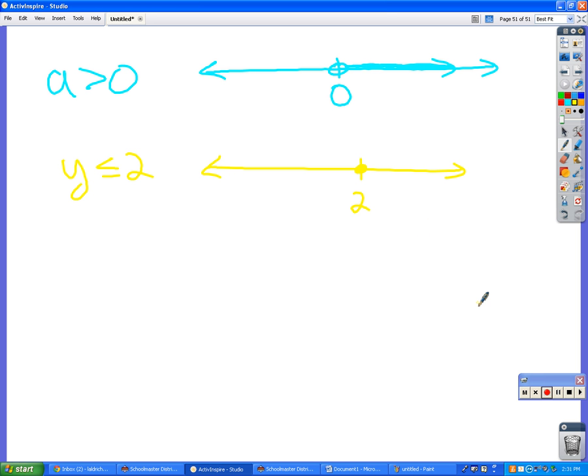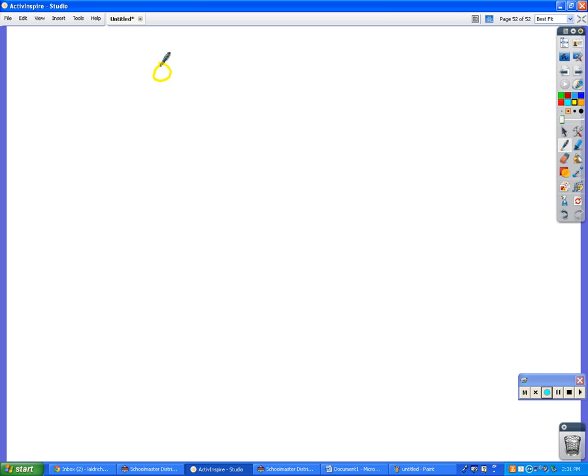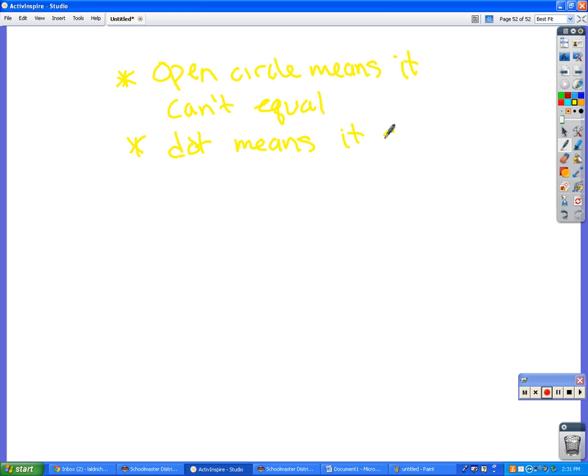A closed circle means it can equal. Open means it can't. Open circle means it can't equal, a dot means it can. And so that thing right there that Matthew said is the 100% entire secret to everything that we're doing in this section. An open circle means it can't equal, a dot means that it can.